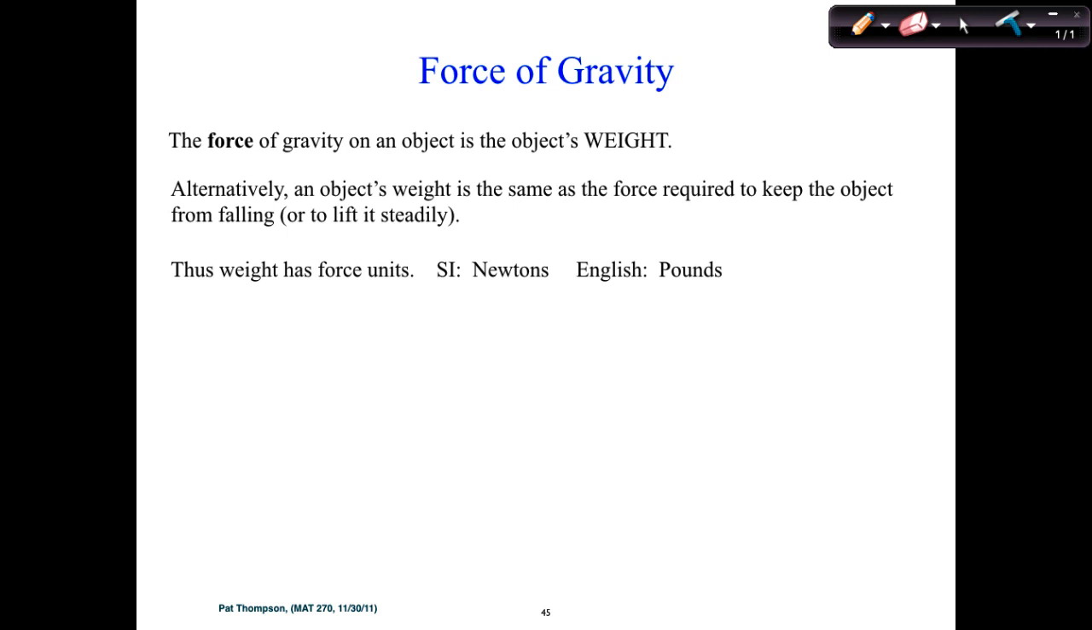Okay, so whenever you're talking about the weight of something, it has force units. So in metric, that's newtons. In English, that's pounds.